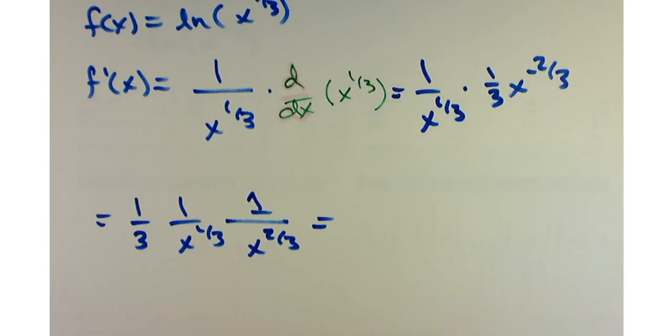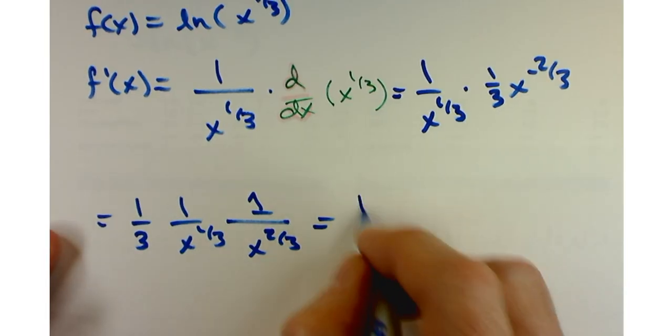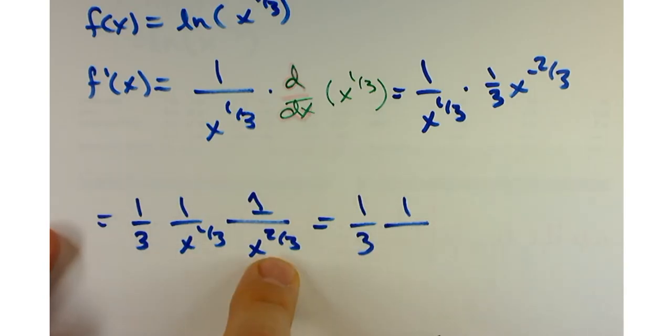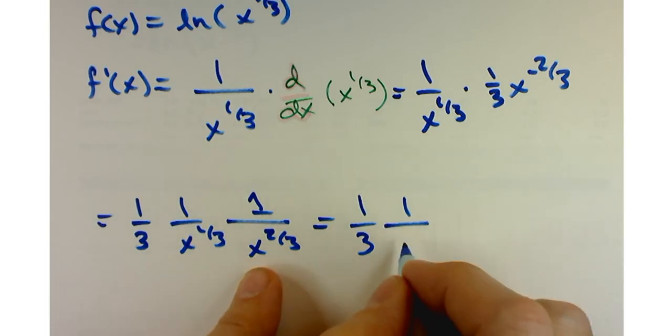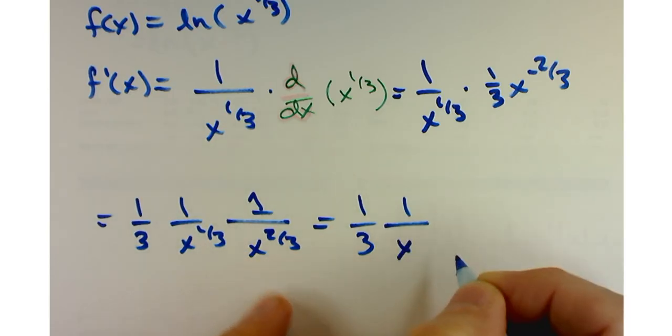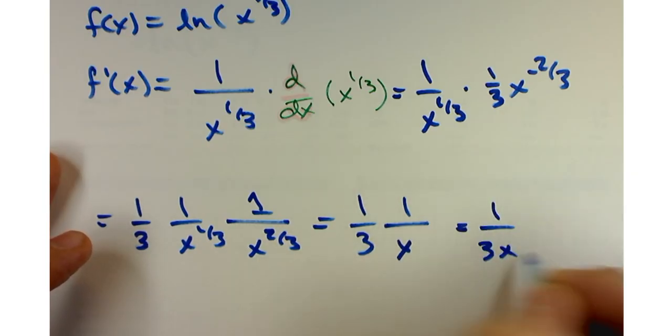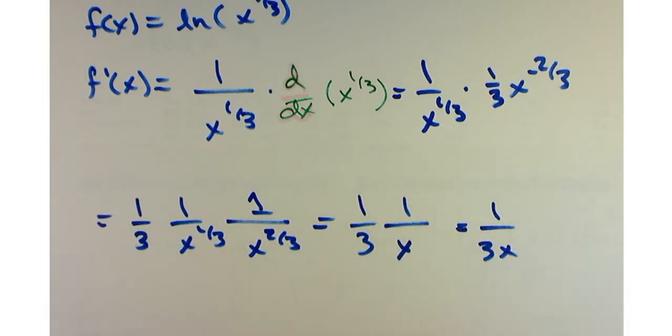Is there anything else I can do? What happens when you multiply things with the same base? What do you do with their exponents? Add them. So 1/3 plus 2/3 gives me x to the first power, or basically 1 over 3x. So that's one way to do this.